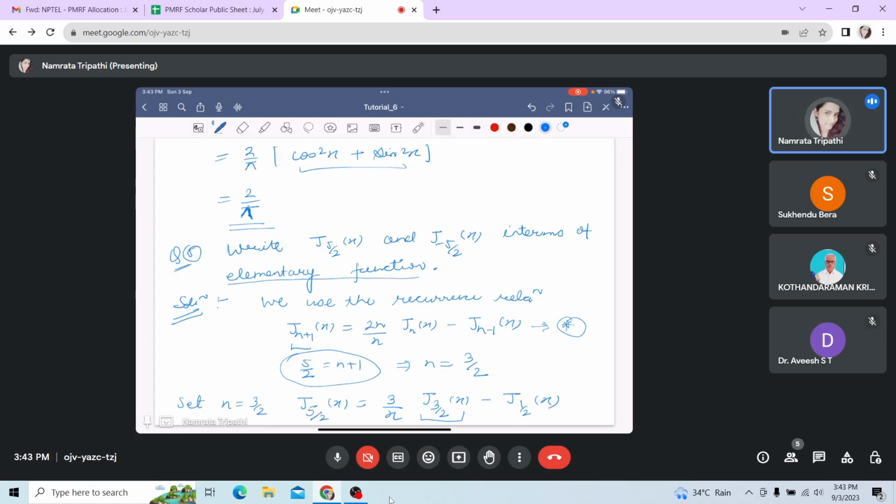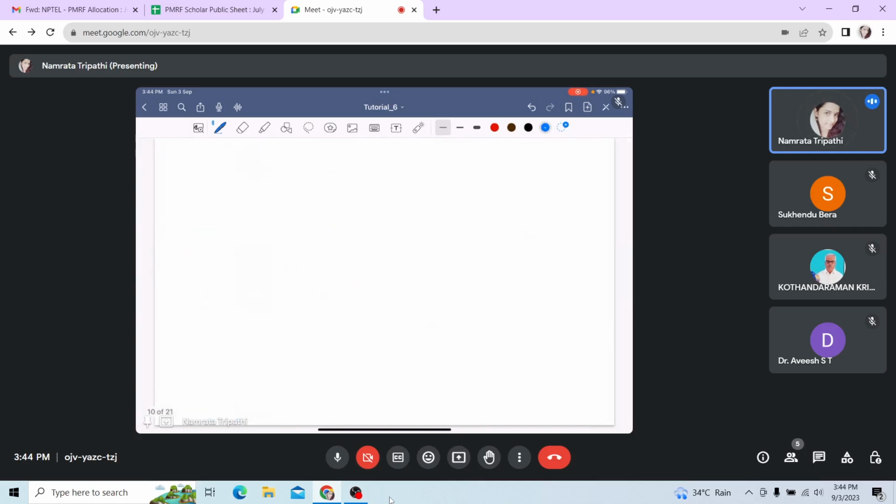After putting n as 3 by 2 here, you will get Z 5 by 2. Now we have to find the value of Z 3 by 2. Again we'll use this recurrence relation, and we'll find the value of Z 3 by 2, and after that we'll substitute the value of Z 3 by 2 so that we can find the value of Z 5 by 2. So what will be the value of Z 3 by 2? For this we have to substitute n is equals to 1 by 2. Is it okay?